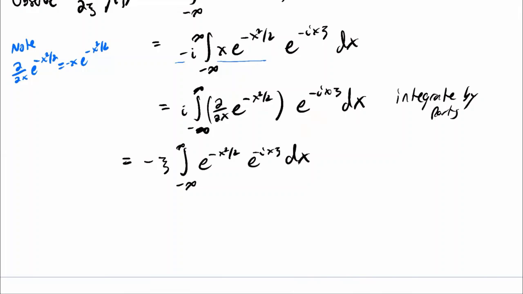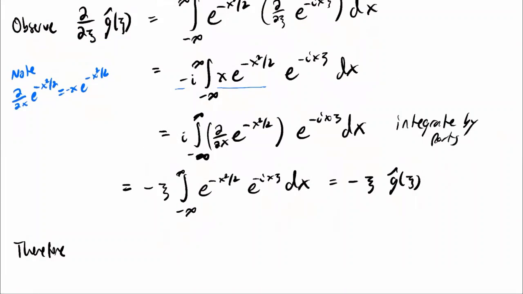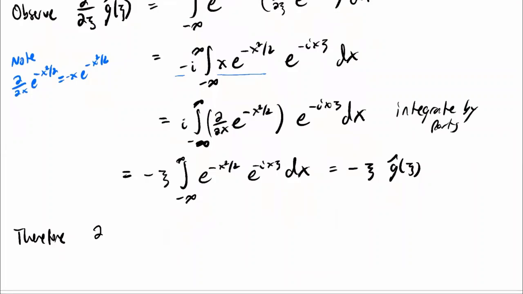Okay, but this is just negative Xi times the Fourier transform again, right? So this is minus Xi times G hat of Xi, because this is just my Gaussian, and this integral is just the Fourier transform of the Gaussian. And so this says that the Fourier transform of the Gaussian obeys the following differential equation.